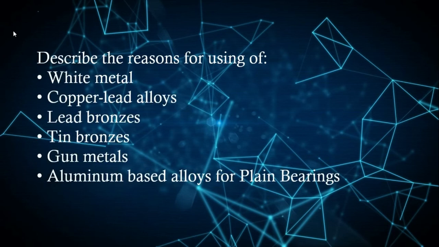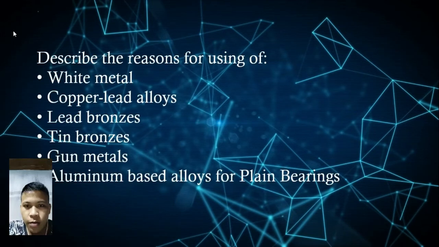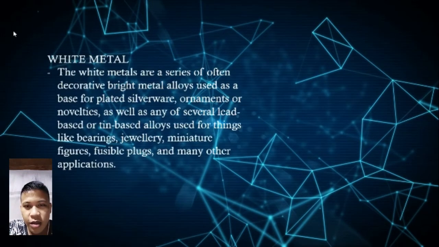The next one is to describe the reasons for using white metal, copper lead alloys, lead bronzes, tin bronzes, gunmetals, and aluminum-based alloys for plain bearings. What is white metal? White metals are a series of often decorative bright metal alloys used as a base for plated silverware, ornaments, or novelties, as well as any of several lead-based or tin-based alloys used for things like bearings, jewelry, miniature figures, fusible plugs, and many other applications.